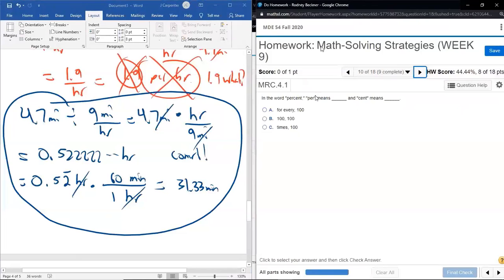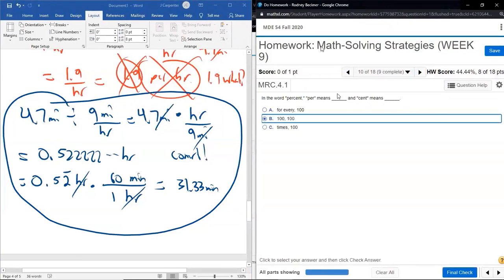In the word percent, per means 100, and cent means 100, so it means 100, 100? No. Does per mean times, so times 100? No. It means for every 100.